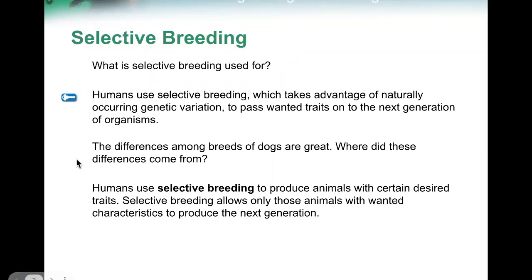Where did these differences come from? Humans use selective breeding to produce animals with certain desired traits. Selective breeding allows only those animals with wanted characteristics to produce the next generation.